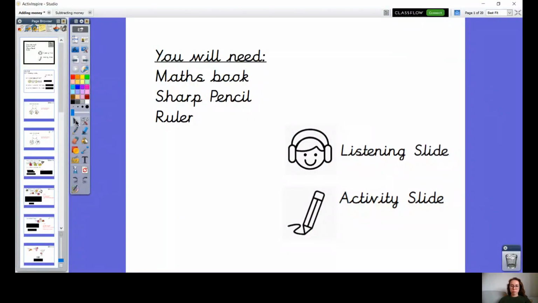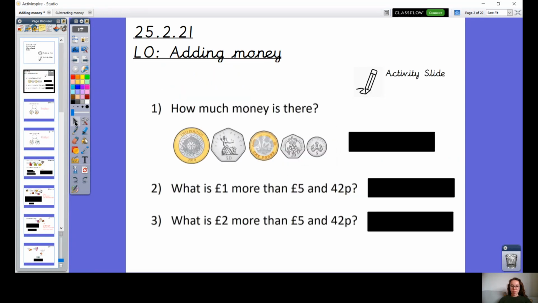Just check you've got your maths book, a sharp pencil and a ruler with you today. Okay, we've got the date and LO on this slide, so can you copy that into your book, underline it with a ruler and complete the activities below. Pause the video.